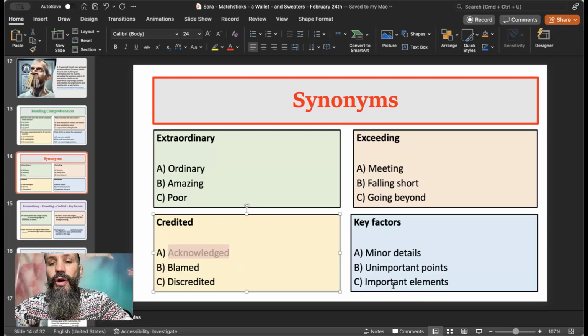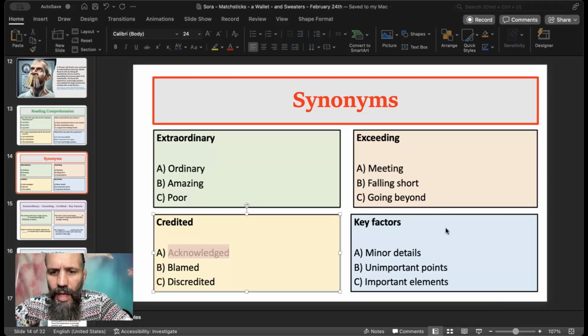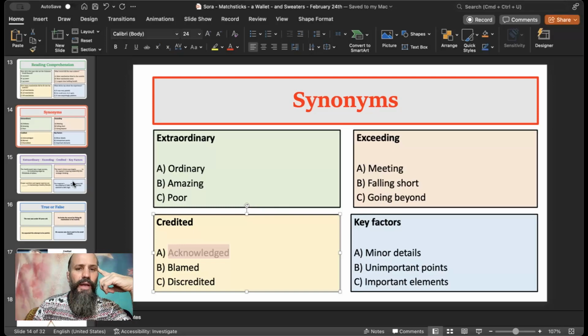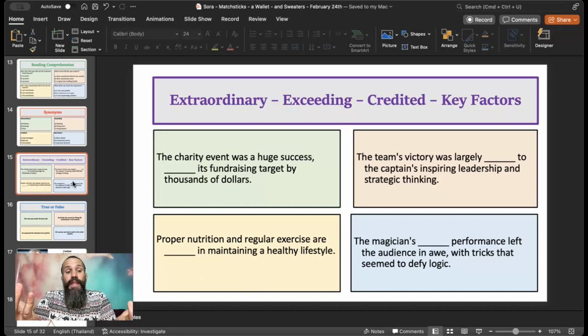The key factors are definitely the important elements of that, right? Key, important, and factor, element. Details, points, and elements are all synonyms with factors, but important is what seals the deal for that one. And then go ahead, let's throw these new vocabulary words into sentences.